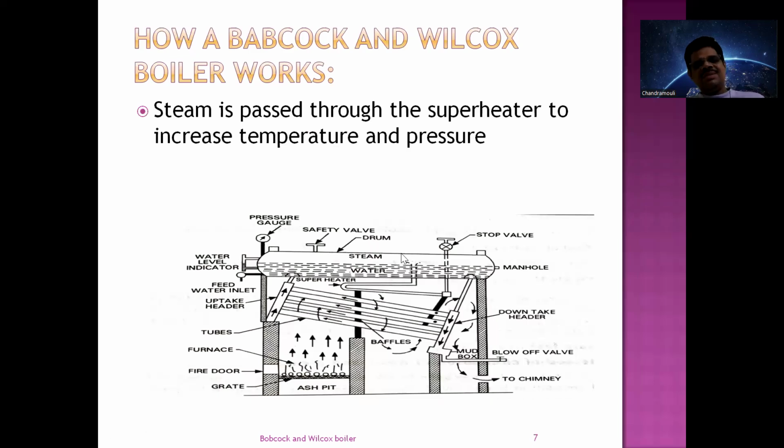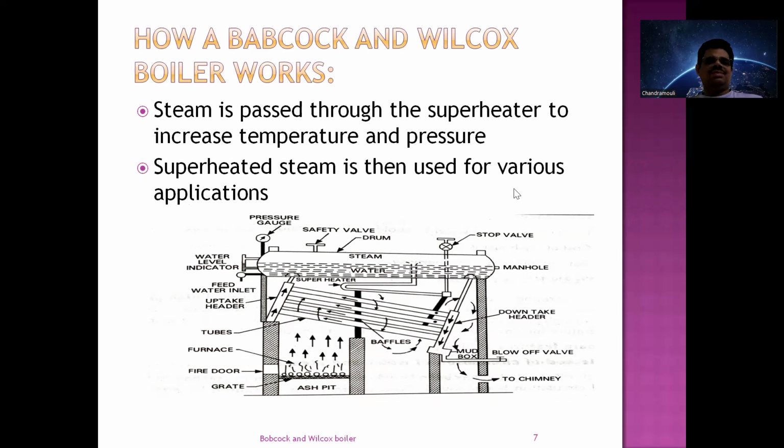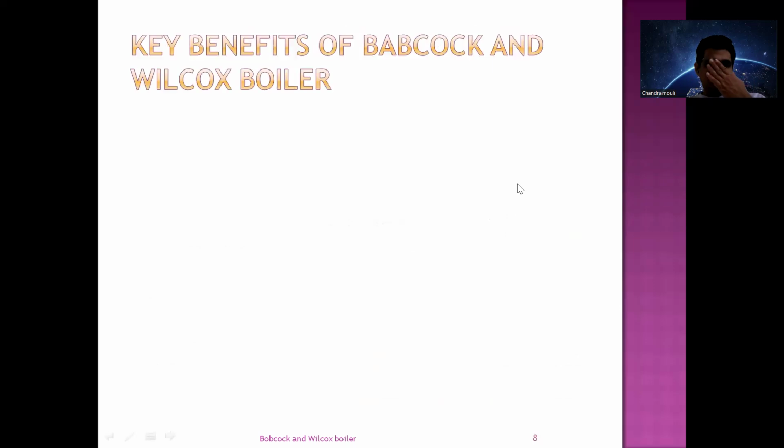Then the steam is passed through the superheater where it is further heated so that superheated steam is formed. And this superheated steam has various applications which you have seen in the first chapter. Now let us come to the benefits or advantages of this Babcock and Wilcox boiler.